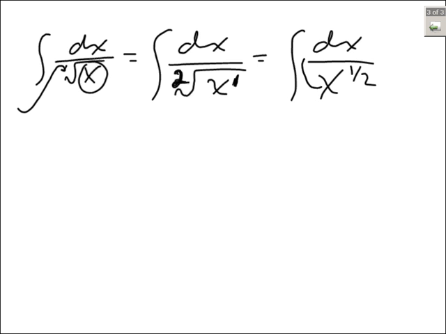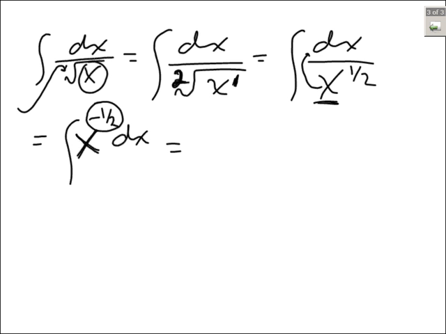I need to have the x to a power in the numerator. But I can do that. That's not a big deal. If something's in the bottom, I can bring it to the top, but I change the sign of the power. Okay, now it's in the form of the antiderivative of x to a number. And the number is not negative 1.